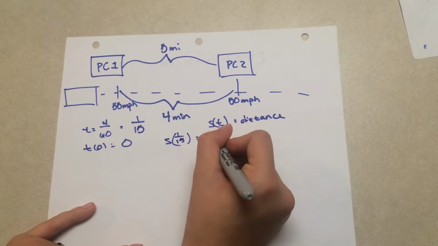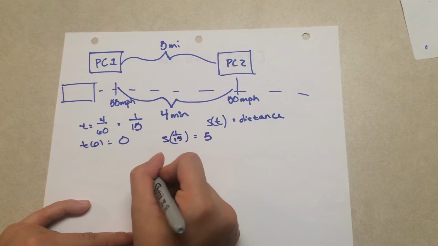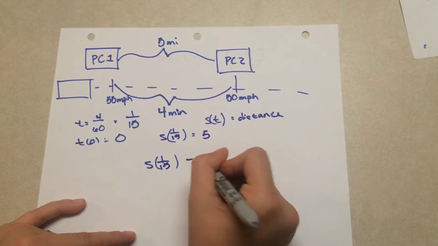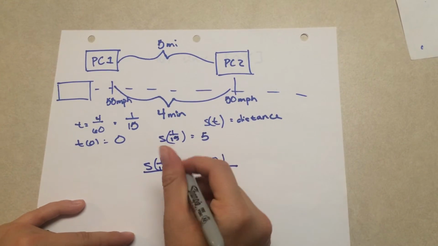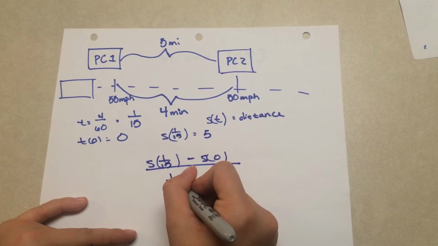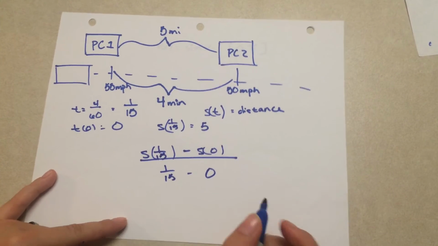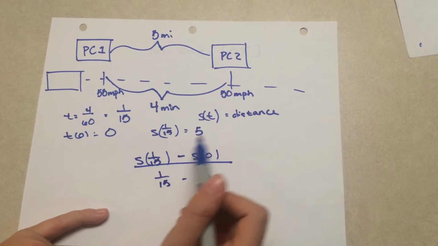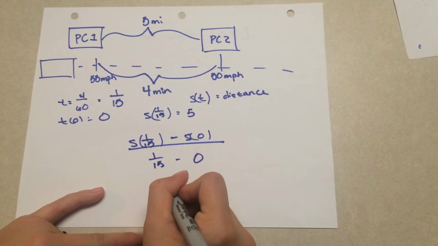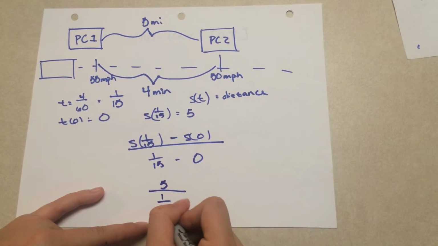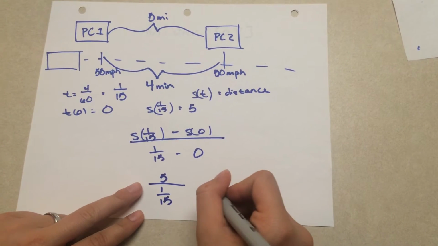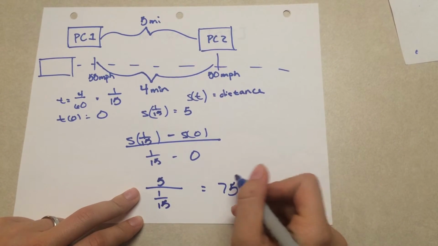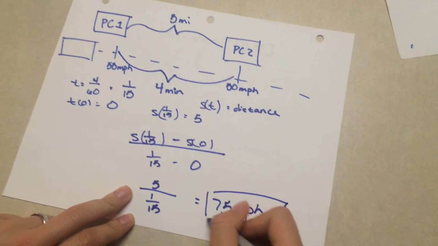And we know s of 1/15 equals 5. Okay, so when we plug this in, we get s of 1/15 minus s of 0 all over 1/15 minus 0. And since we know the distance at that time is 5, we can plug that in. So 5 over 1/15, and that will end up giving you 75 miles per hour. And that's how you tell it for real life applications.